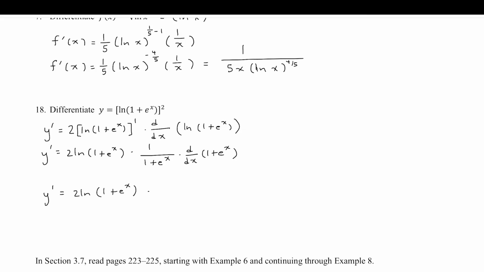All right, so I'm almost there. My y prime is 2 times the natural log of 1 plus e to the x times 1 over 1 plus e to the x times the derivative of 1 plus e to the x. The derivative of the added constant 1 is 0. The derivative of e to the x is itself. Now again, what's the simplest way to write this? Well, I would say probably 2 e to the x times the ln of 1 plus e to the x, that's all stuff in the numerator, divided by 1 plus e to the x is the only stuff in the denominator.